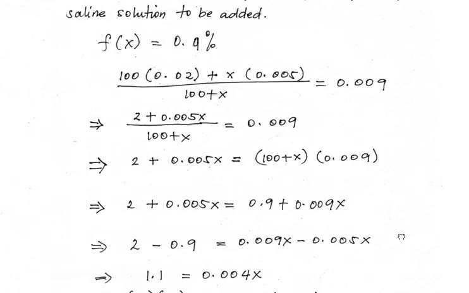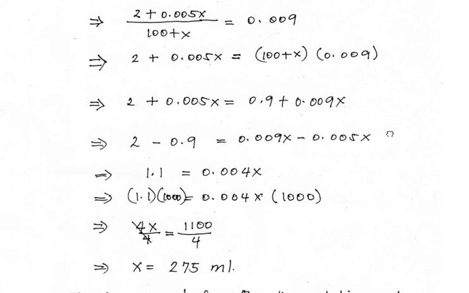Moving on, we simplify the left-hand expression, and the LCD here is 100 plus x. So multiply both sides of the equation by the quantity 100 plus x. That's why the 100 plus x here will cancel out. On the other side, we have 0.009 times the quantity 100 plus x.